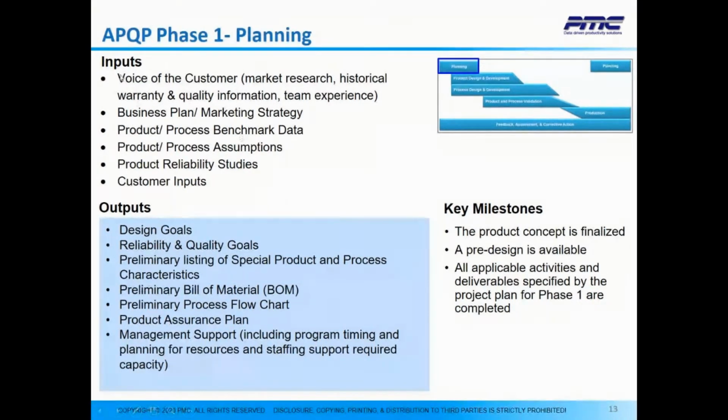First is the planning phase. Some of the key inputs to the planning phase include: voice of the customer through market research, historical warranty and quality information or team experience; business plan, marketing strategy; product and process benchmark data; product and process assumptions; product reliability studies; and customer inputs. When we receive these inputs, we are expected to deliver the design goals, reliability and quality goals, preliminary listing of special product and process characteristics, preliminary bill of materials, the BOMs, preliminary process flowchart, product assurance plan, and management support, including the program timing and planning for resources and staffing to support required capacity.